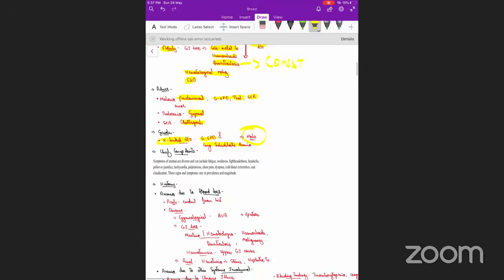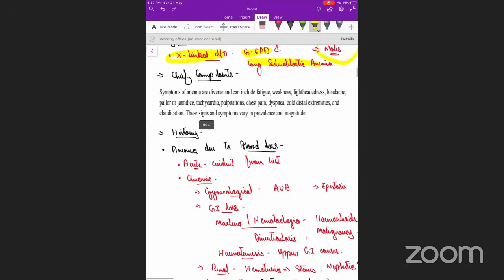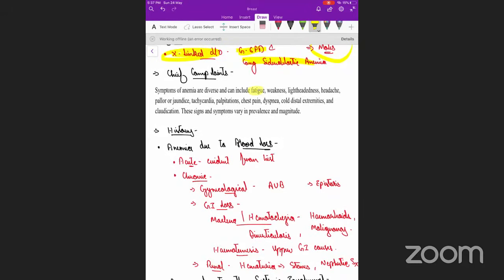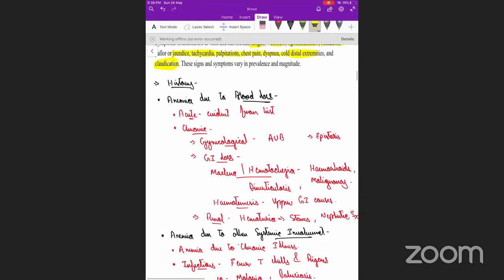Next, chief complaints, how the patient presents to us. Anemia presents with diverse symptoms. So it can be fatigue, weakness, lightheadedness, headache, jaundice, tachycardia, palpitation, chest pain, cold distal extremities, and claudication pain. That is why examination in anemia is important, because with just fatigue we'll have to diagnose what the type of anemia is. And fatigue itself has multiple causes, as does weakness. Anemia itself may not be the cause. So diverse complaints anemia presents with.